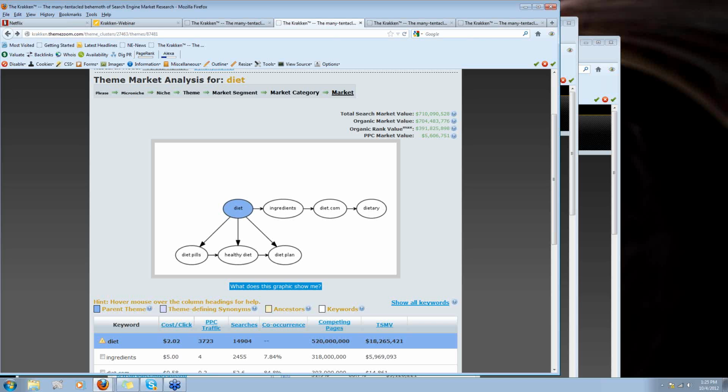All value based on pay-per-click cost? Yes, Kraken is predominantly based off of phrase match, pay-per-click cost, and traffic.